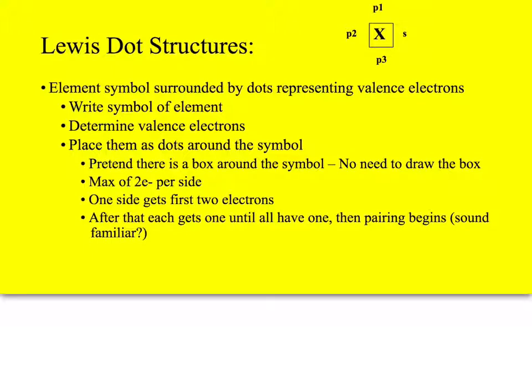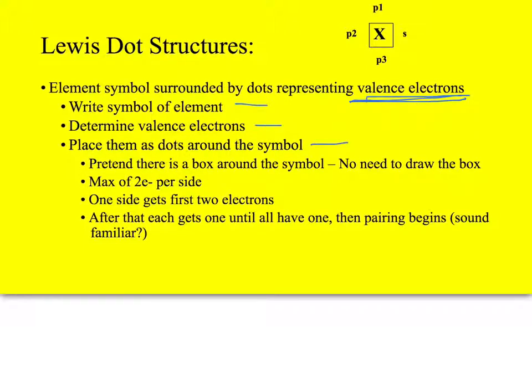Okay, so here are the procedures for writing a Lewis dot structure for an element. And it's fairly straightforward. Each element symbol is surrounded by dots representing valence electrons. And the key word here is valence electrons, right? Not all the electrons in the element are going to be used in the dot structures, just the valence ones. And we'll talk about where they are first. So we write the symbol, we determine the valence electrons, and I'll show you how to do that.